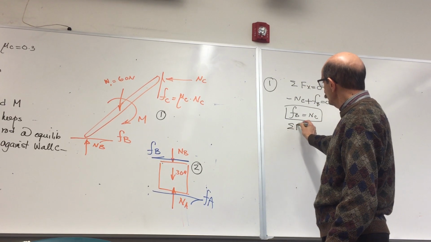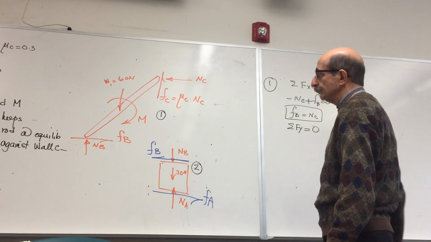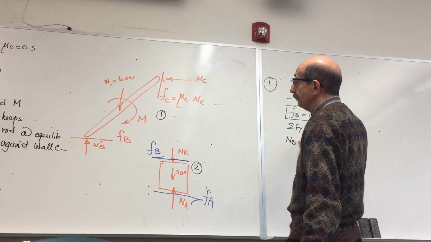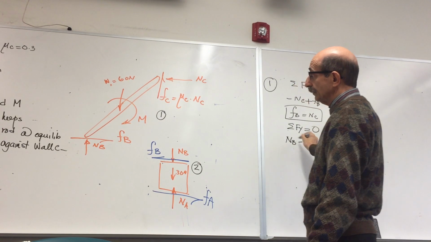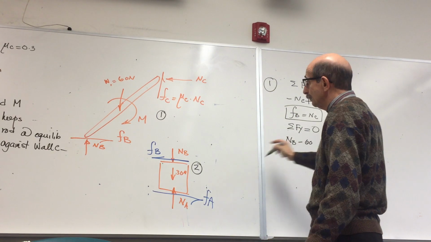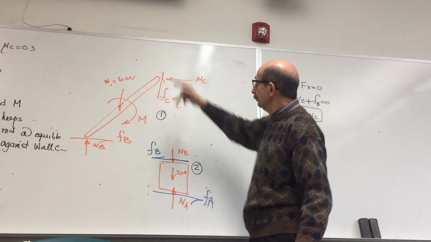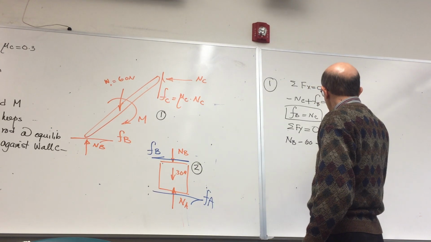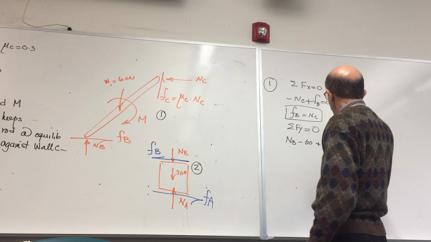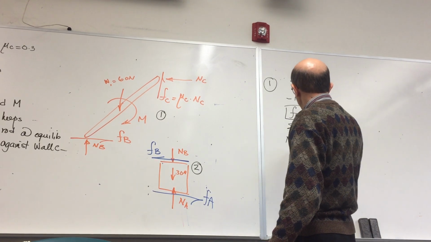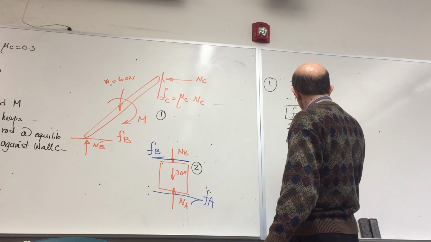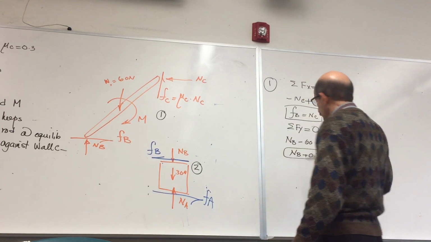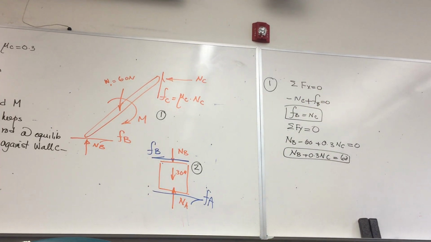We write summation of forces along y is equal to 0. So I have NB minus 60 Newton plus FC, or plus 0.3 times NC is equal to 0, right? So NB plus 0.3 NC is equal to 60. That is the second equation. It's the equation of equilibrium.